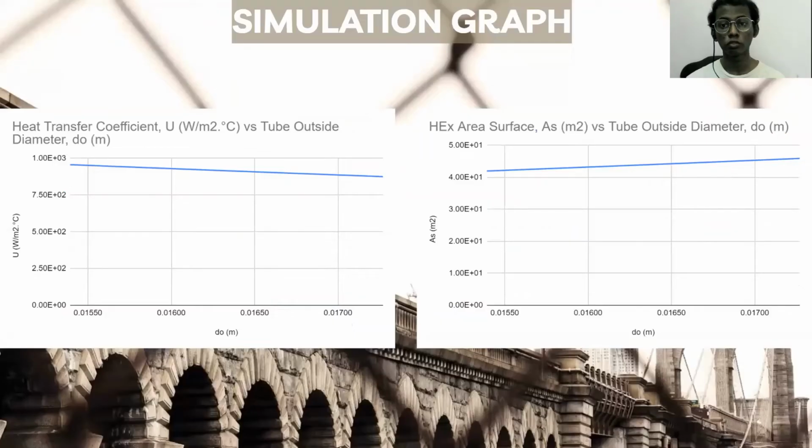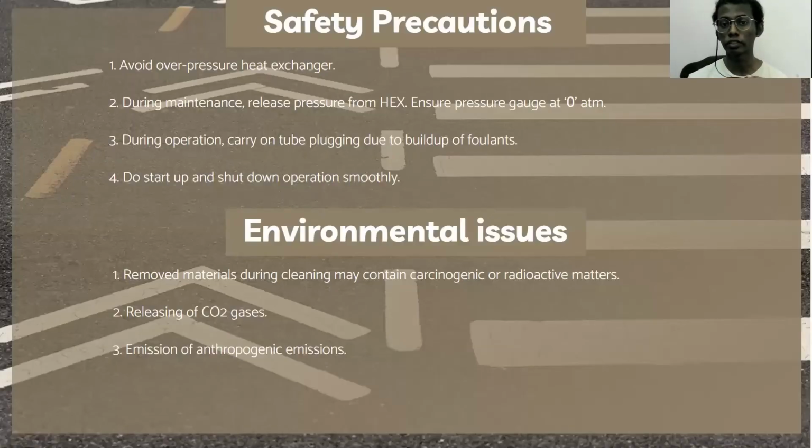Thank you. So we have two simulation graphs here. The first one is heat transfer coefficient against tube outside diameter, and it shows a decreasing slope. Another graph is the heat exchanger surface area against tube outside diameter, and it shows a positive slope. And for the safety precautions, we have 4 safety precautions, which is we need to avoid overpressure of the heat exchanger.